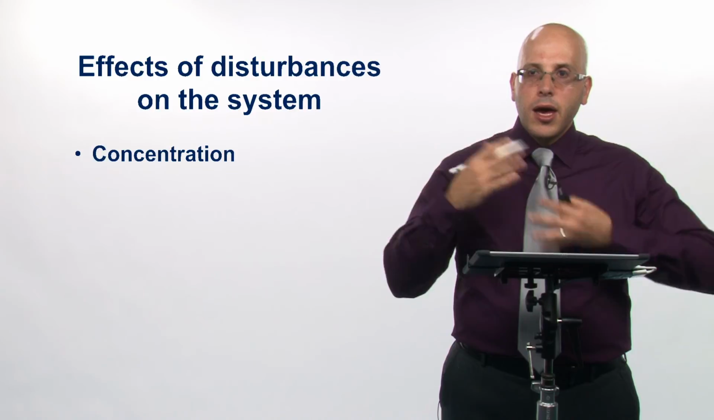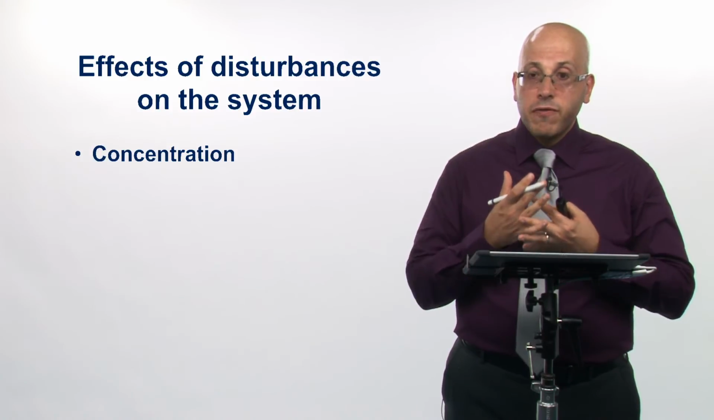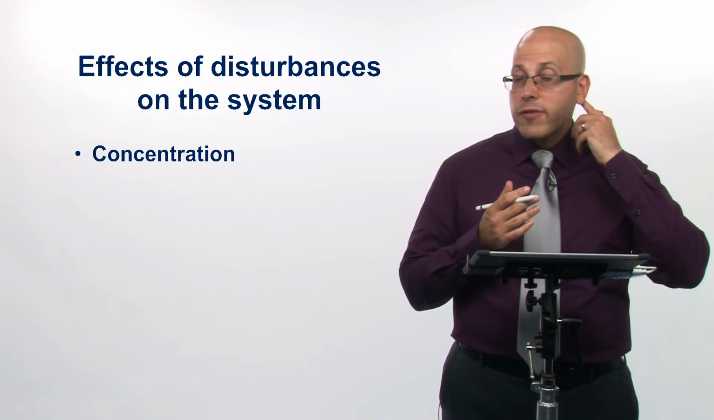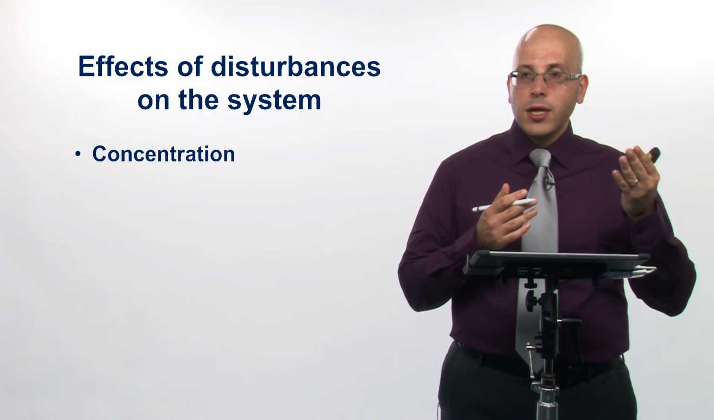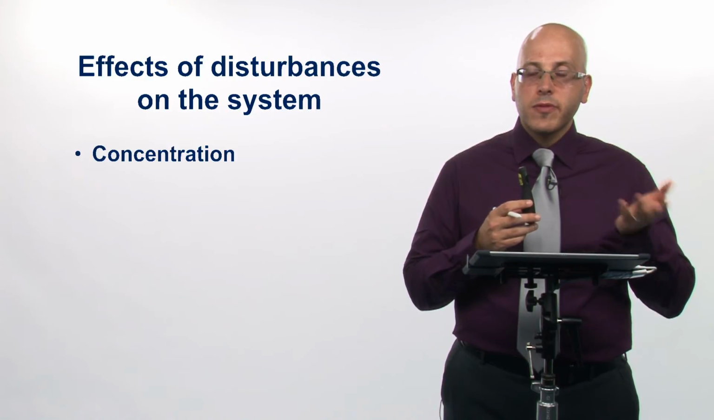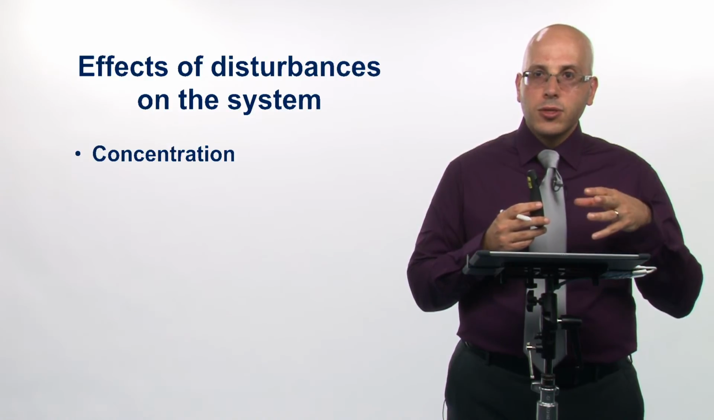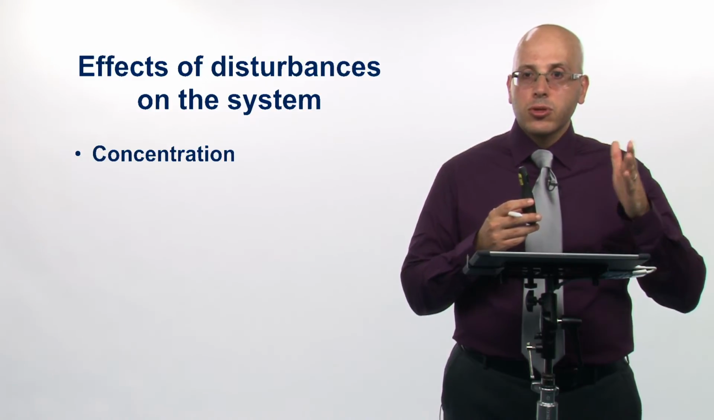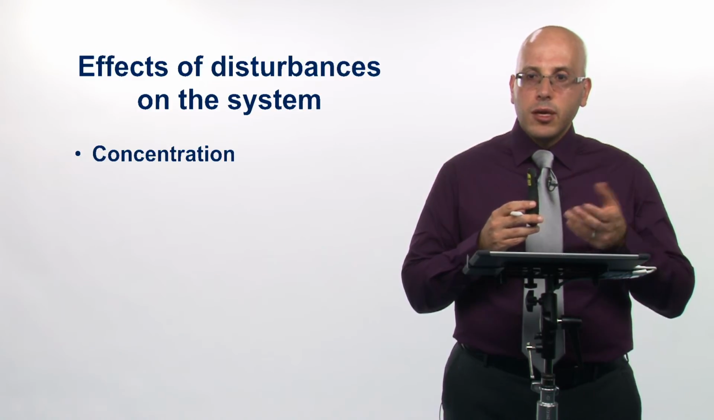Either way, I have to change things to try to fix it and go back to equilibrium. So to go to equilibrium, I have to make my numerator bigger and/or make my denominator smaller. Either way, I'm going to use up some of these reactants and convert them into products. And so I would say that the reaction shifts forward, or to the right, to achieve equilibrium.